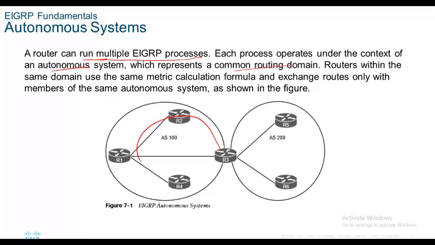We have two routing domains here, EIGRP 100, EIGRP 200. Routers within the same domain use the same metric calculation formula, and they exchange routes only with the members of the same autonomous system. Only. Very important, underline. Only.